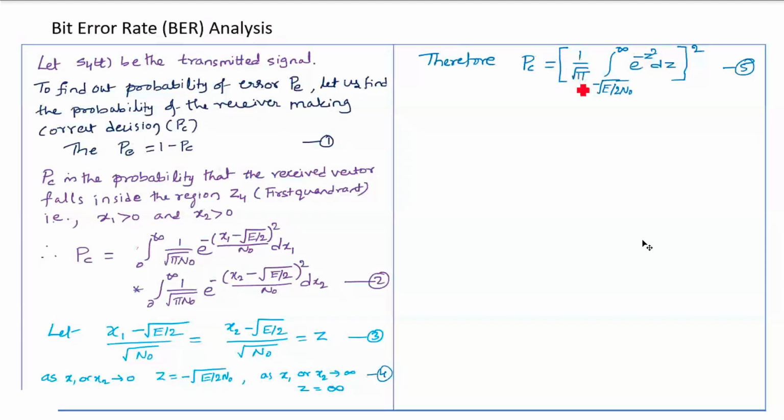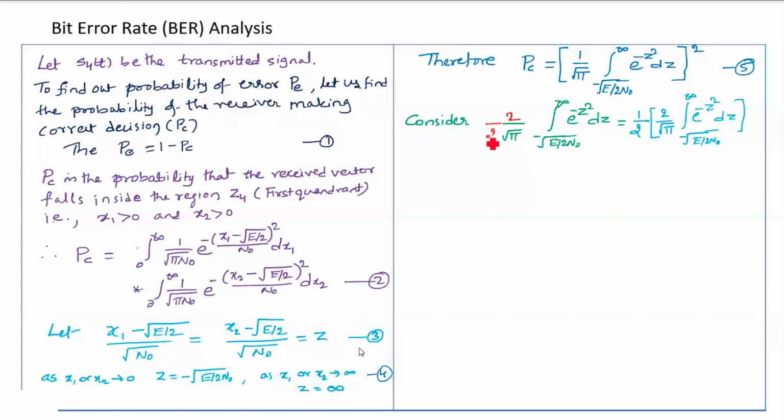So 1 by root pi integral minus root of e by 2 n naught to infinity e to the power minus z square dz whole square, right? So we consider this only for the time being: 1 by square root of pi, minus square root of e by 2 n naught to infinity, e to the power minus z square dz. How can we write this? Our intention is to get it in the error function form, the ERFC form. So what we do is multiply and divide both sides by 2 here.